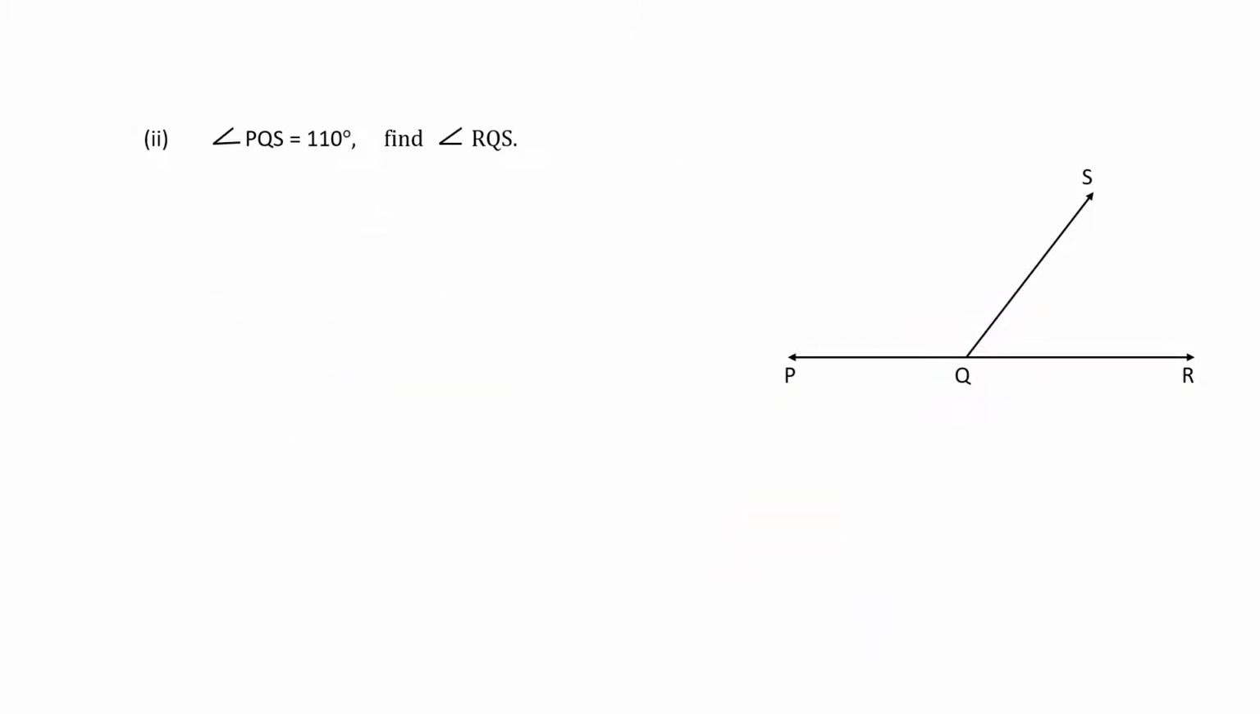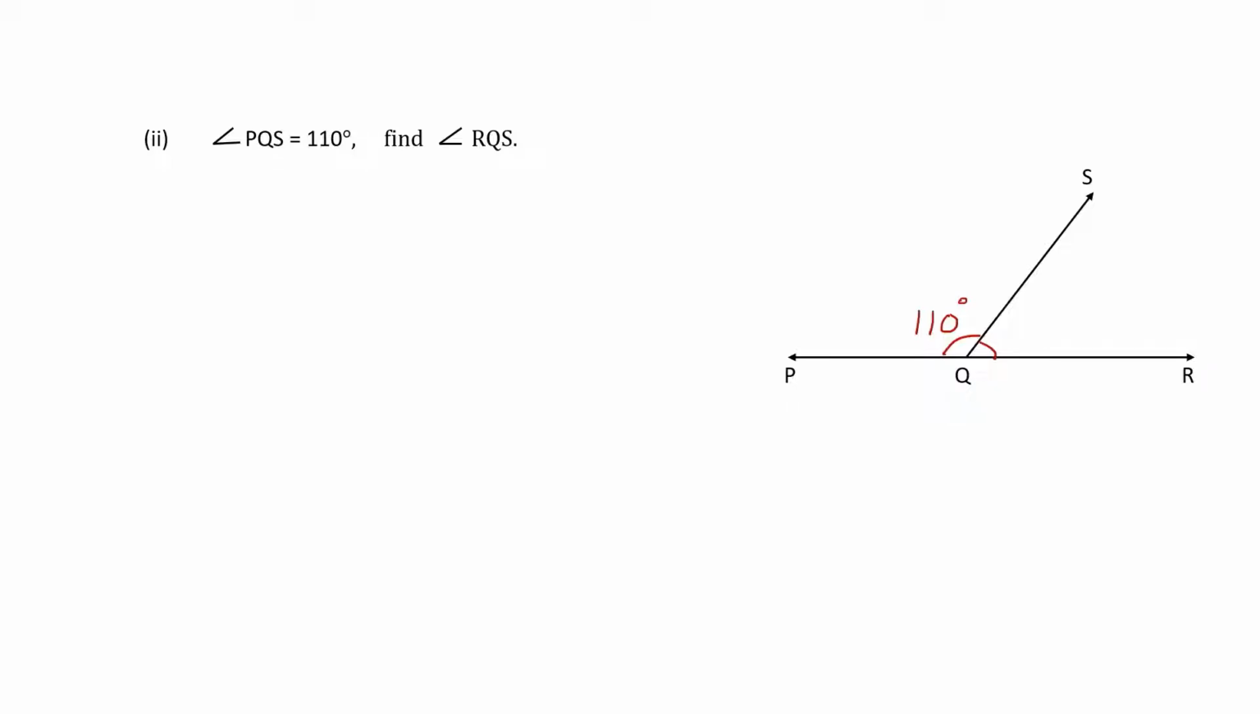Second part of question 6. Here they're telling us how much angle PQS is. So let's write that down. Angle PQS is on this side and that is 110 degrees. Now we have been asked to find angle RQS, which is on the other side.